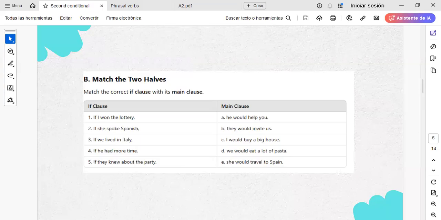So remember and be careful. You can change the order. You can start with the main clause, right? So you can say he would help you if he had more time. But in this case, we just drop the comma, right? That's why it is important to know the uses of each conditional. Sometimes you could find sentences starting with the main clause and ending in the if clause. So be careful with that.